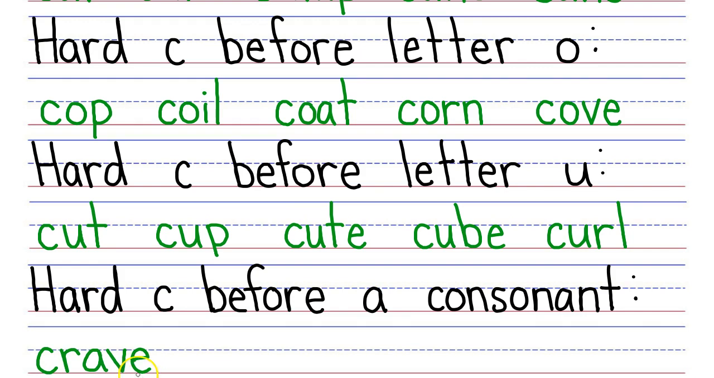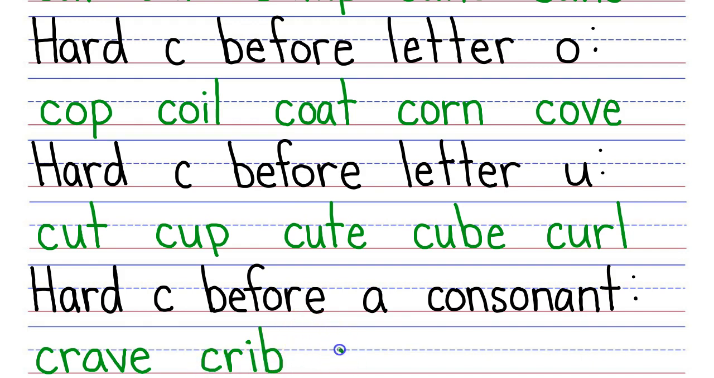Crave. Next word, crib. We've got the letter C that makes a hard C sound, k, because it comes before a consonant, the consonant R that says r. We have an I that makes a short I sound because it's closed in by a consonant B that says b. K, r, i, b. Say it together fast. Crib.